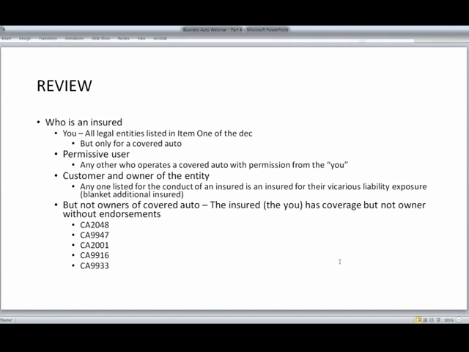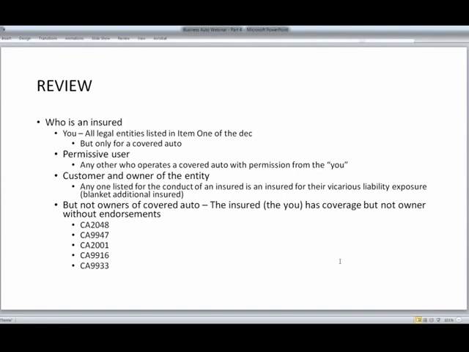The customer is also an insured, as well as the owner of the legal entity. There's no need to list the owners of the business on the named insured line. And also the customers are already covered because of the vicarious wording in the policy that states anyone liable for the conduct of an insured above, meaning the you or the permissive user is insured on the policy, but only for the liability arising out of the actions of the insured. This is blanket additional insured.